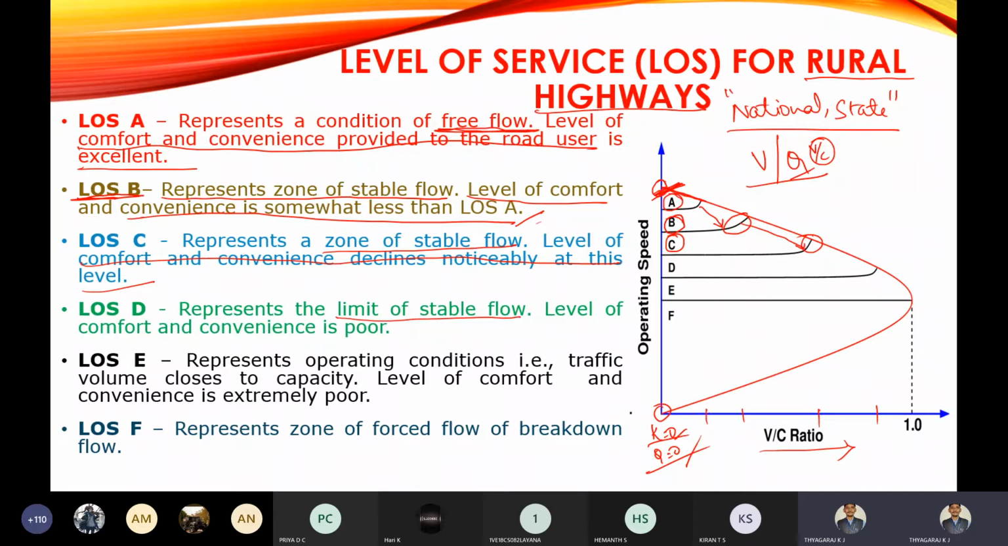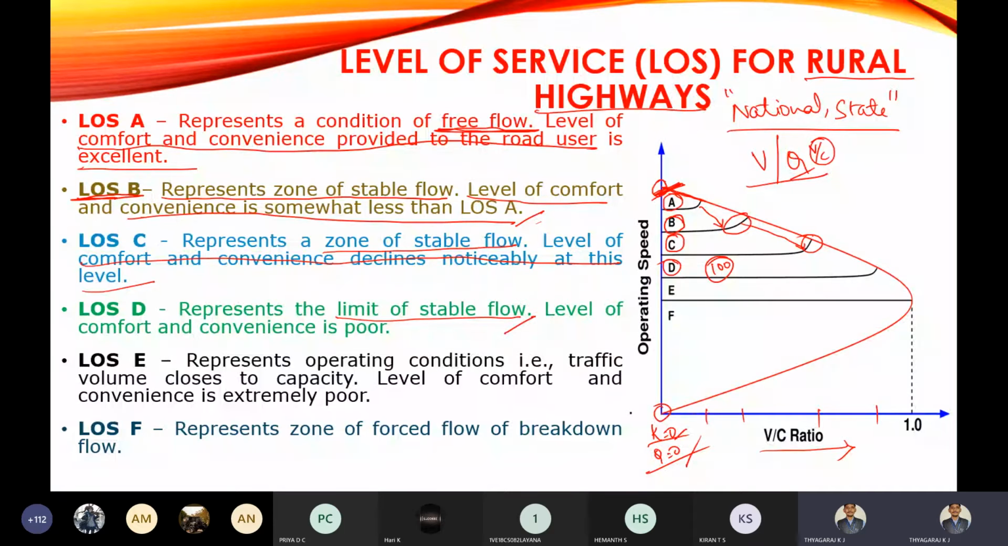We all know that stable means at one position it will be moving, but level of service D indicates the limit of stable flow. Up to a certain point, it can accommodate 100 vehicles, which means you can accommodate only 100 vehicles on the road. Beyond that you can't accommodate those vehicles. So it represents the limit of stable flow.